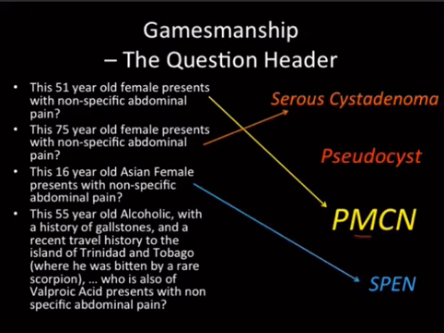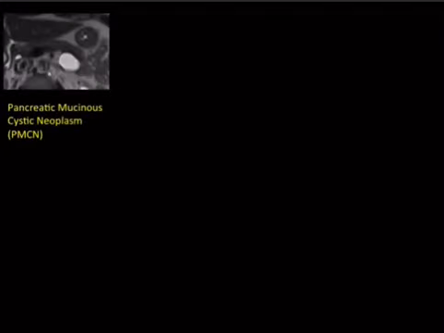Asian females are SPENs, right? Those are more solid and cystic. And then somebody who's had pancreatitis has pseudocysts. So let's review these again. We'll go through all the little details; it's like a summary slide.